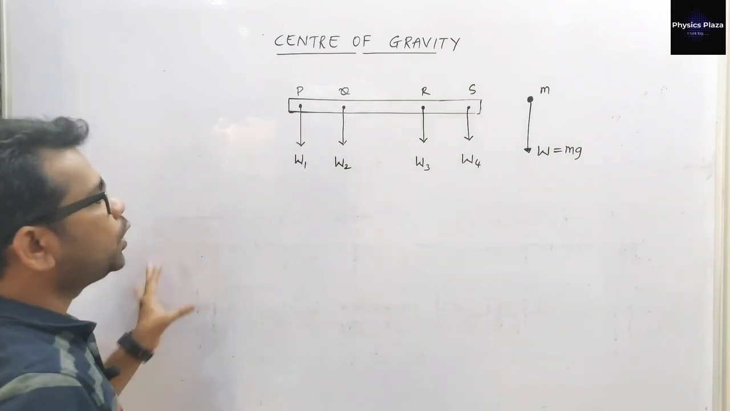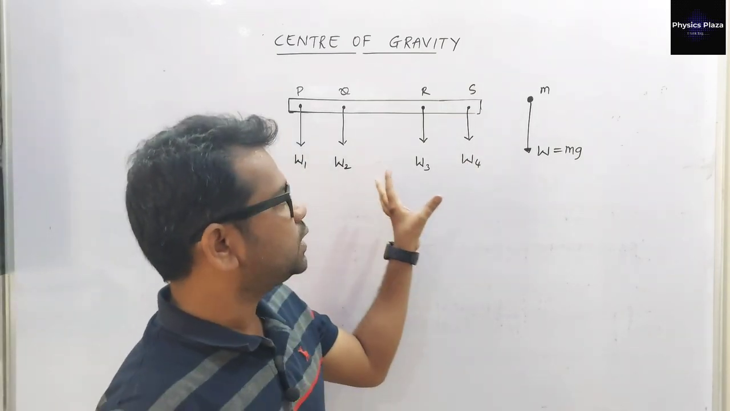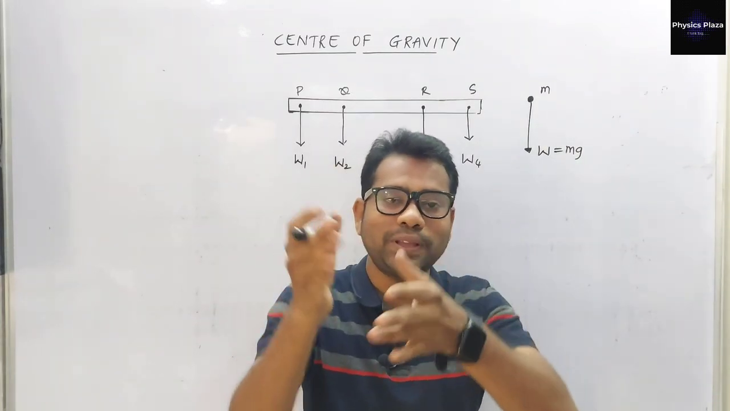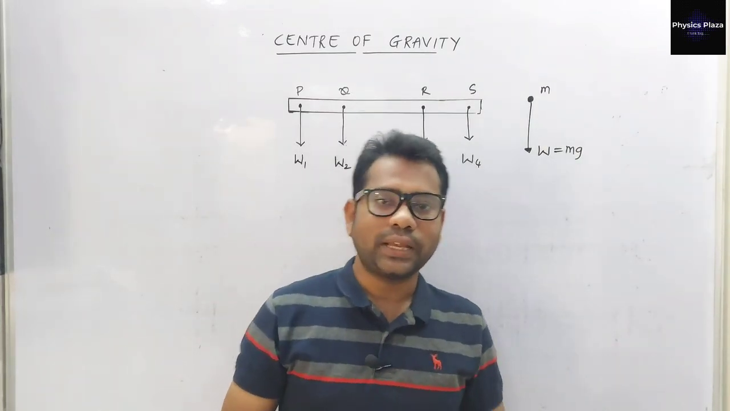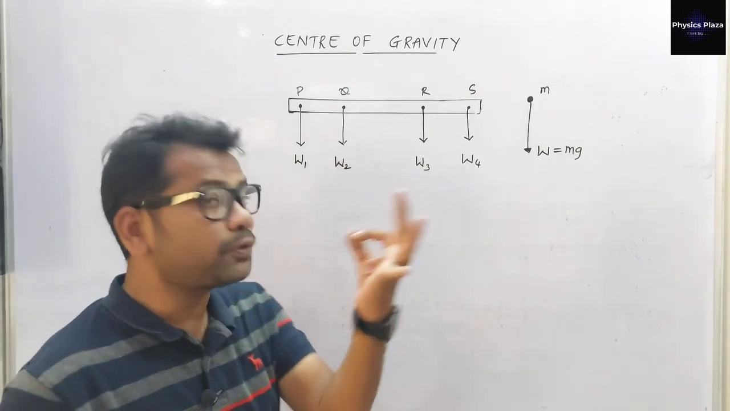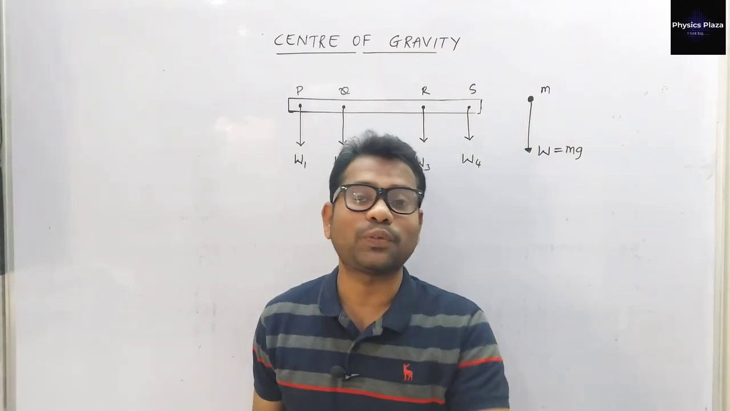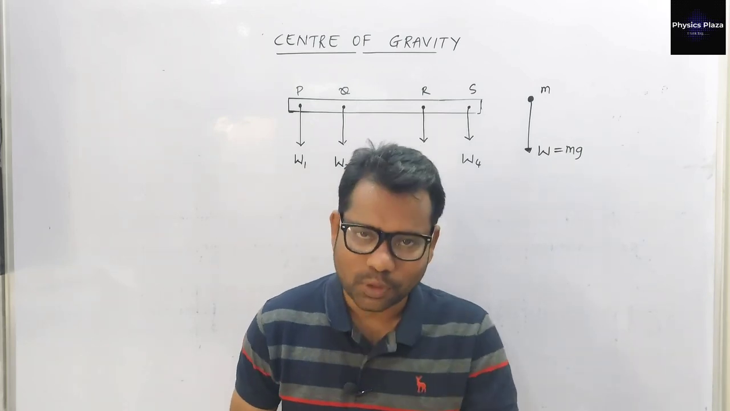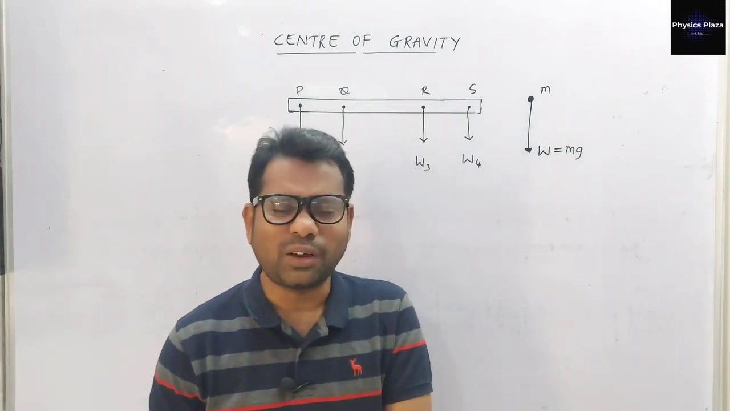Actually, if you notice, all these weights, that is the forces, are acting vertically downwards and they are parallel to each other. Now the thing is, can we replace all these forces with a single force which should represent all the forces, children? Is it possible? You may wonder, sir, how is it possible?